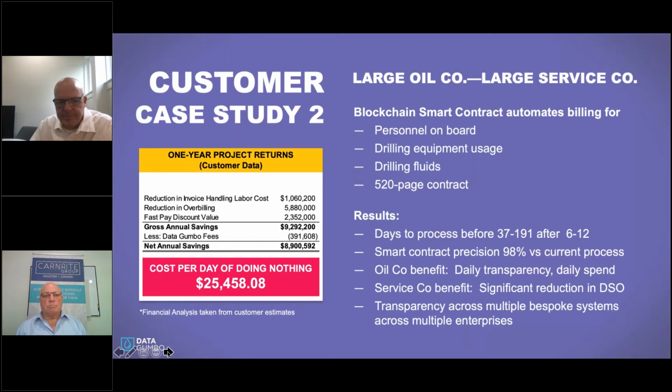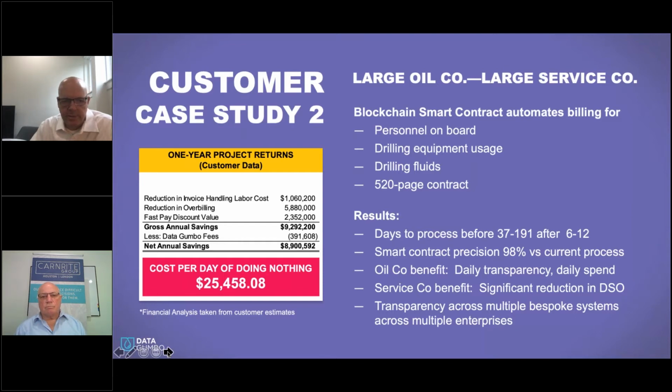And to Al's point, this isn't just a benefit for the oil company, this is also a benefit for the services company. So the services company didn't get to generate the invoice for 60 days. So if they can't even generate the invoice for 60 days, then it's going to take them another period of time to get paid. That's 60 days of interest that they are carrying.